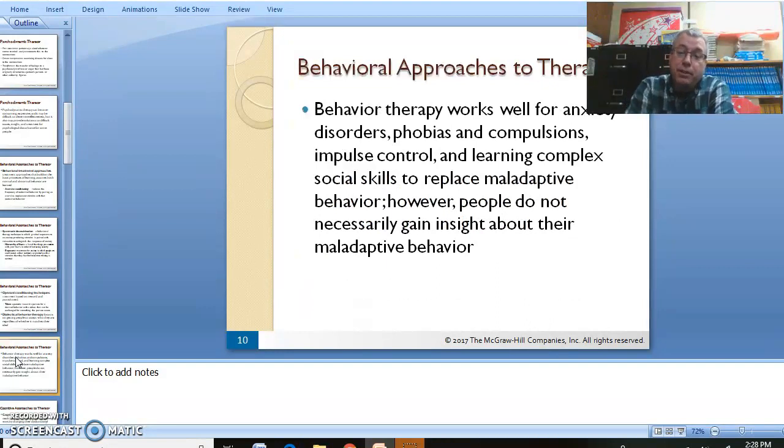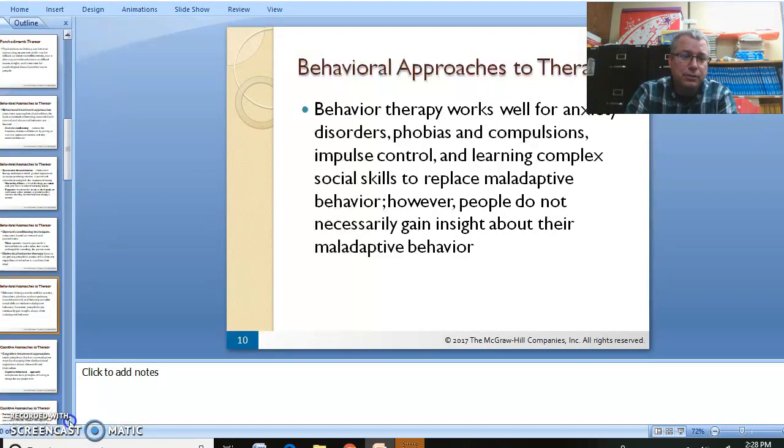Behavioral therapy actually does work very well, especially with anxiety disorders, phobias, compulsions, social skills. Again, operant and classical conditioning, aversive conditioning, and all those good things. So, again, very good things to use.